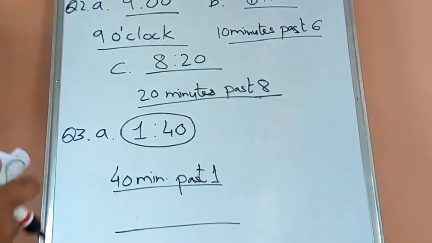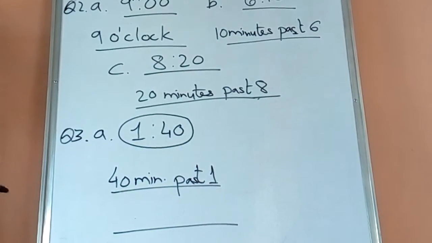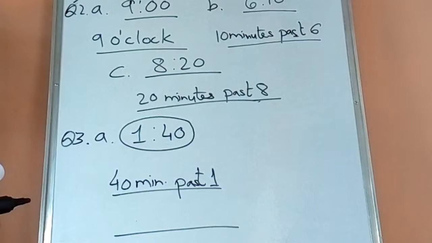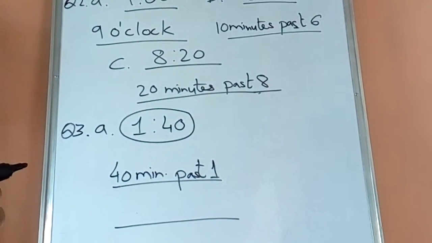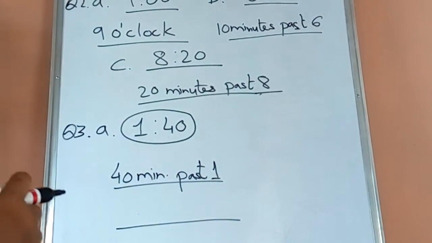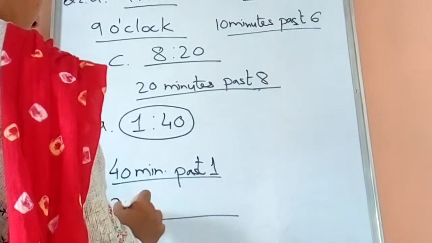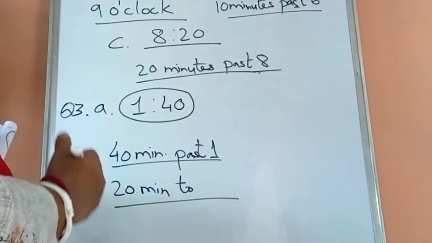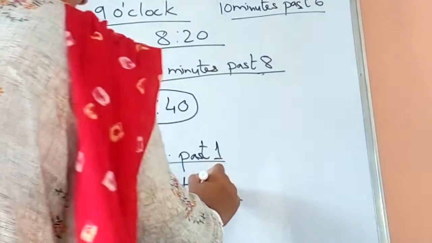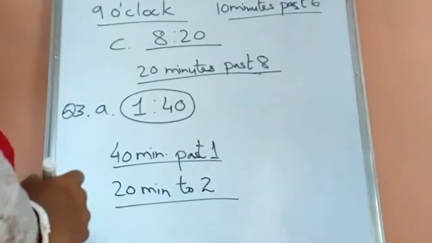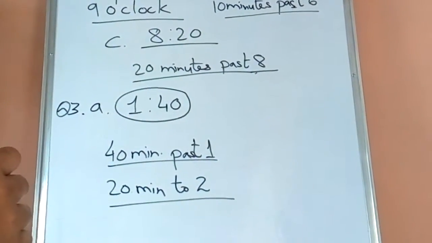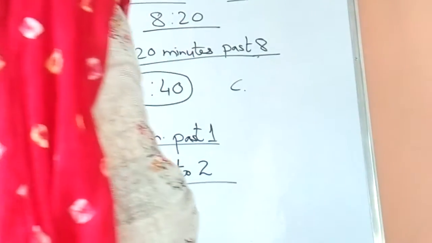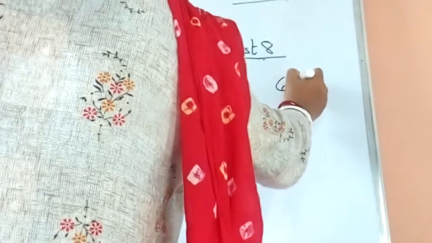Now after 1 it will be the time 2. So how much time is left for 2 o'clock? It is 20 minutes. So next you will write 20 minutes to 2. So it is 20 minutes to 2. Similarly, number C, the time is given 6:40.